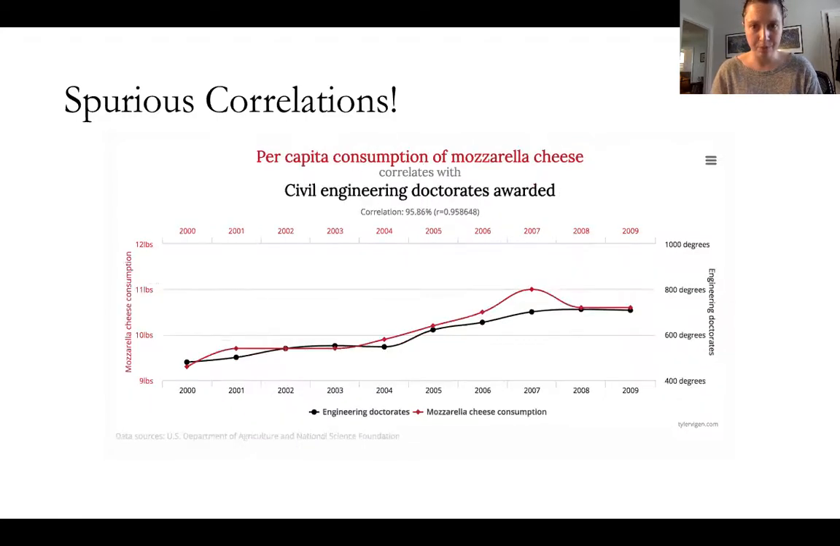Let's look at another one. Per capita consumption of mozzarella cheese correlates with the number of civil engineering doctorates awarded. That correlates at 0.95. Wow. Do you guys actually think that the number of engineers that the United States produces every year is being caused by how much mozzarella cheese this country consumes? I don't think so, right? That's a really, really strong correlation. There's just no way that A is causing B.